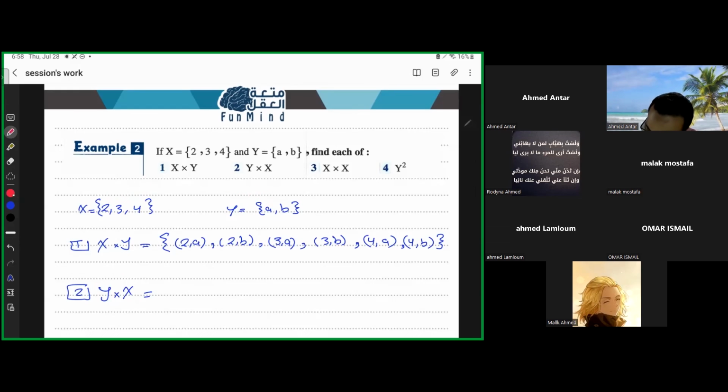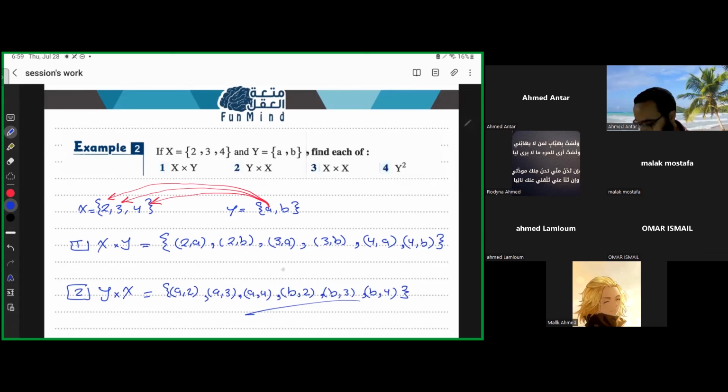So you will start from the y here. (a, 2) firstly, then (a, 3), (a, 4). Then (b, 2), (b, 3), (b, 4). So they are different. Okay? So (b, 3) doesn't equal (3, b), and (b, 2) doesn't equal (2, b). They are different. Thanks, Dr.